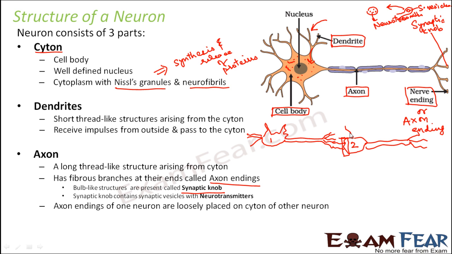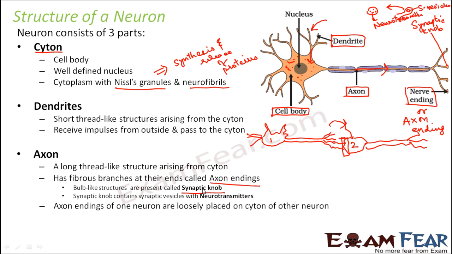Right? So basically the dendrites help to carry the impulses inside the cyton, and the axon carries away the impulses out of the neuron, and then this information passes from the axon endings to the second neuron, that is neuron 2. So how does this transfer actually take place? It takes place through the nerve endings or the axon endings, because in the axon endings you have the synaptic knob. Inside that you have the synaptic vesicles which have the neurotransmitters. So these neurotransmitters are released and then they are picked up by the second neuron.